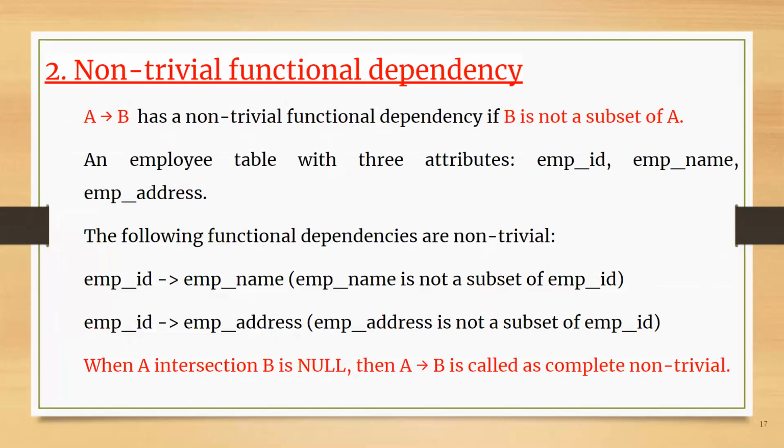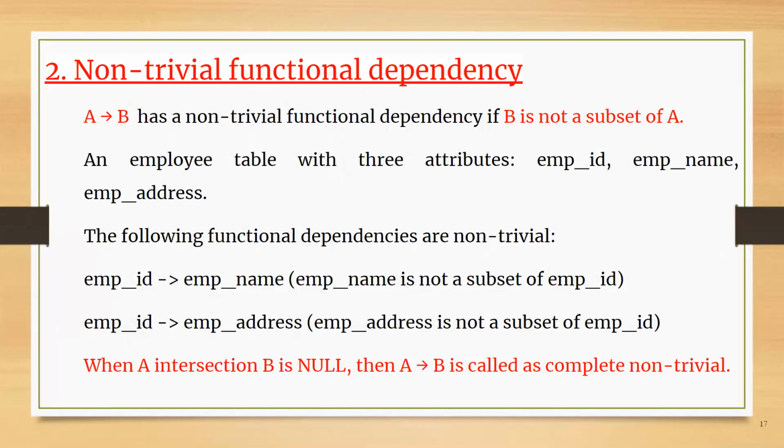Next we have the second type, that is non-trivial functional dependency. Whenever I talk about non-trivial functional dependency, it is exactly the opposite of trivial, which says that B is not a subset of A. Let us consider an example where we have an employee table with three attributes: employee ID, employee name, and employee address. Whenever we are talking about a functional dependency of type non-trivial, we can say that employee name is not a subset of employee ID, because if there is an employee ID, then there is an employee name. Employee name is not a subset of employee ID.